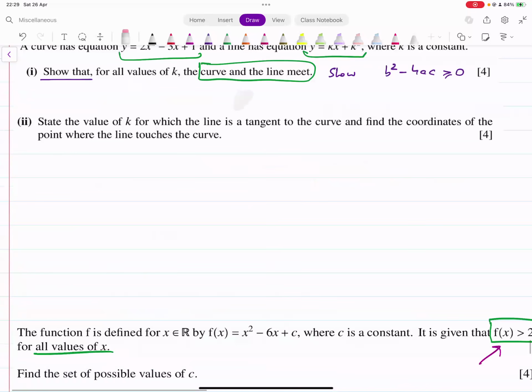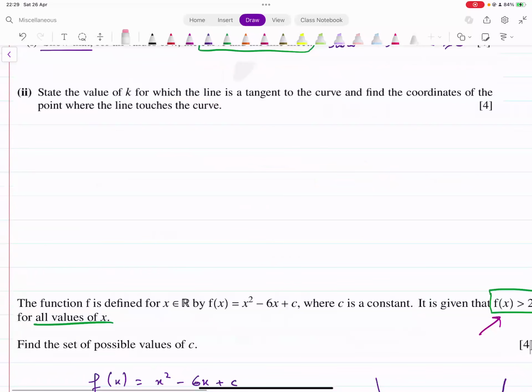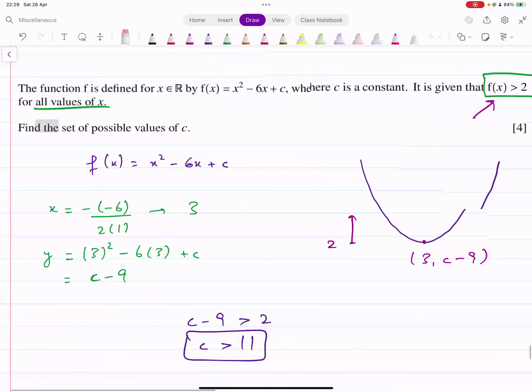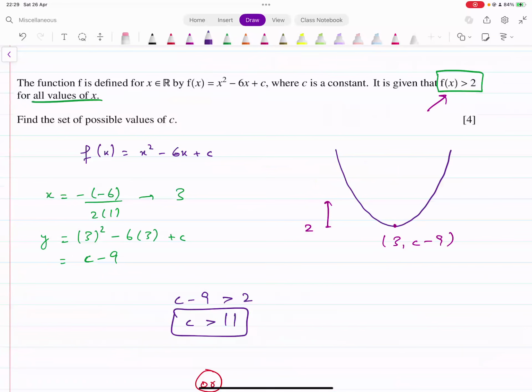And then finally, we have this function f of x that's defined for all real values of x. f of x is equal to x squared minus 6x plus c, where c is a constant. It's given that f of x is greater than 2 for all values of x. What does that mean? f of x is greater than 2 for all values of x. Okay? Find the set of possible values of c.